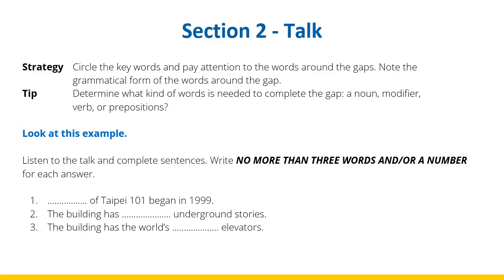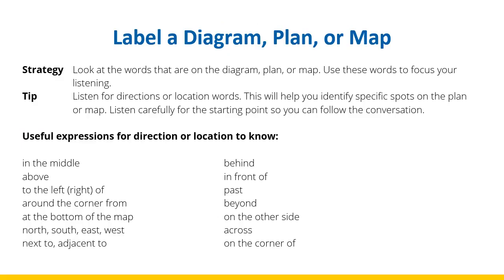And as you see, we have 3 different statements, 3 different sentences in other words. In number 1, you have a gap, then it's followed by "of Taipei 101 began in 1999." So when you're completing this kind of task, read it carefully. You can ask yourself, what of Taipei 101 began in 1999? As you see, you need a noun in this case. And make sure you do the same with the following sentences, read them carefully, and identify what type of information you need to listen for when you're listening to your recordings.